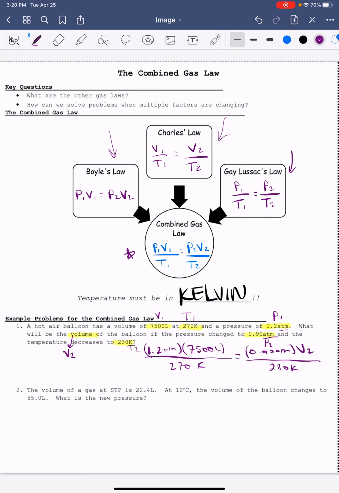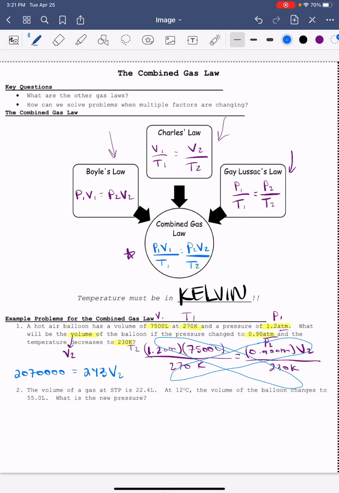Because these are set equal to each other, I can just use cross multiplication. So if you're not sure what that means, I can multiply all of these values, then multiply all of these, and use algebra to solve for V. So I'm going to do that. 1.2 multiplied by 7,500, and then by 230 is 207 with 4 additional zeros, and that equals 0.9 times 270, which is 243x, or V2.